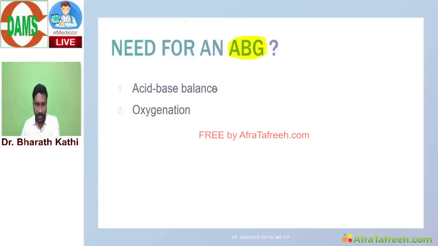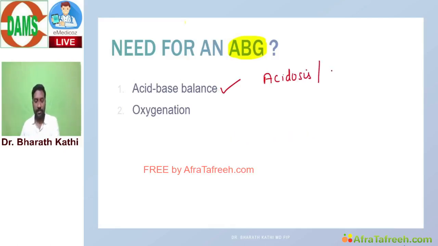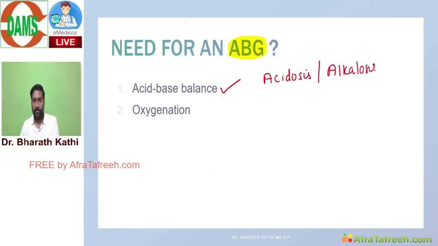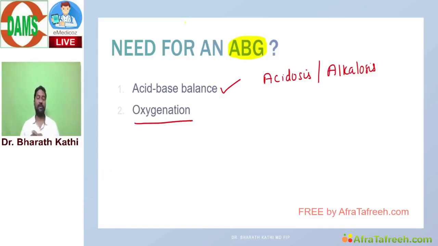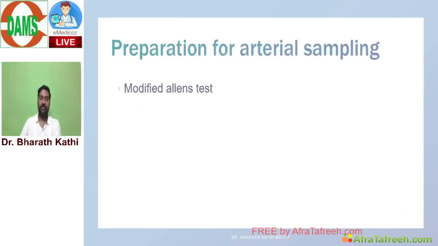It is for knowing the acid base balance. Is there any acidosis? Is there any alkalosis? And also knowing the oxygenation of the patient. Is the patient having any hypoxemia? Is the patient in any hypercapnia? So this is the need for an ABG.